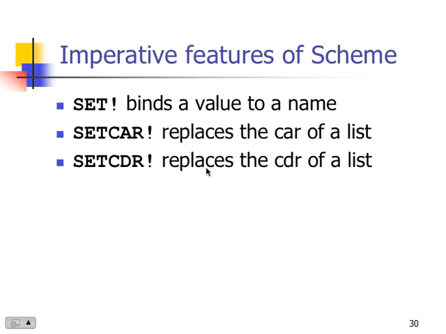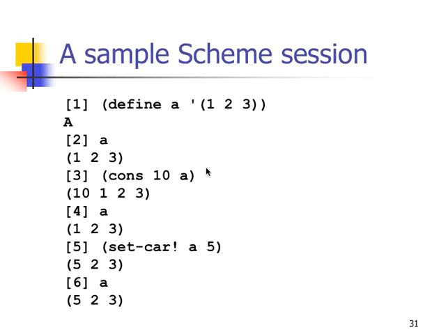We also have imperative language features, so we can set a variable, which binds a name to a value. And we can use set car, which replaces a car with a list, or set CDR, which replaces a CDR of a list. So here are some examples. We can define A as 1, 2, 3. And when you type in A, you'll get 1, 2, 3.